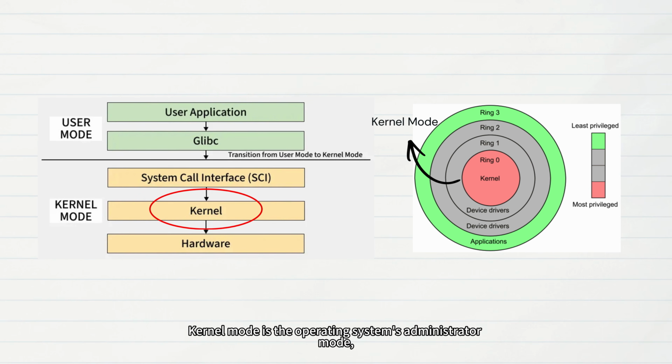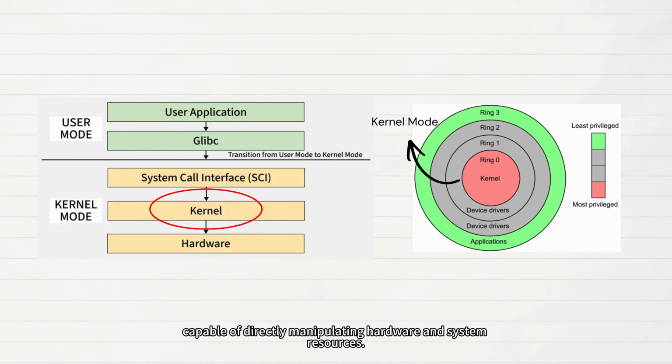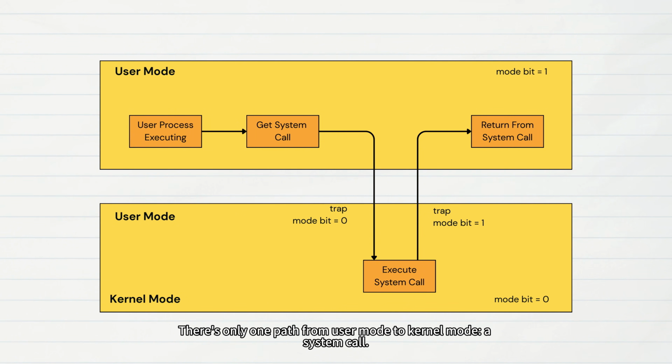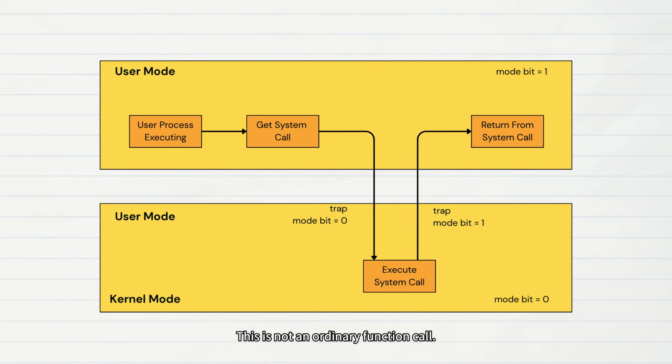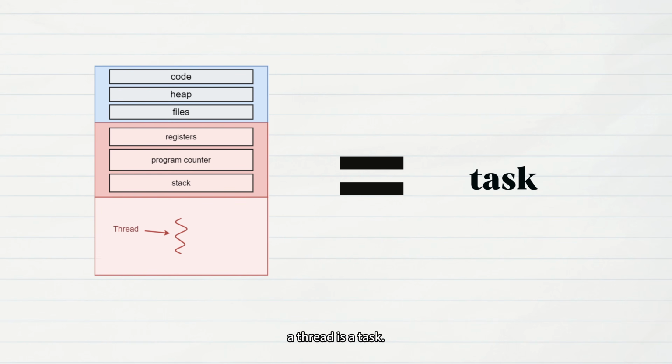Kernel mode is the operating system's administrator mode, possessing the highest privileges, capable of directly manipulating hardware and system resources. There's only one path from user mode to kernel mode, a system call. This is not an ordinary function call. It's a privileged jump at the hardware level, triggering the CPU's interrupt mechanism and directly switching to the kernel's code execution flow.